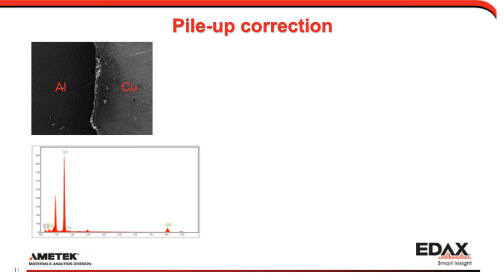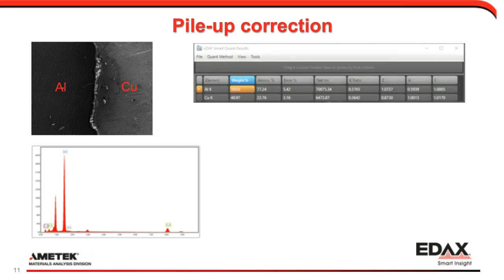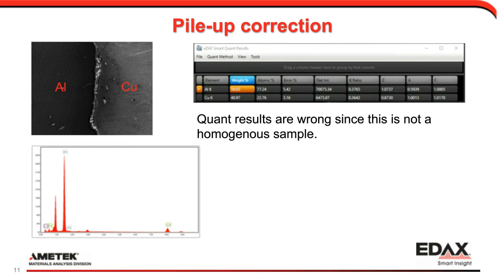So here I show an aluminum copper sample, aluminum on the left-hand side, copper on the right-hand side. If we click quant on this, I highlighted the aluminum here, it will happily calculate 59 weight% aluminum in this sample. This is wrong. This breaks one of the first requirements we have for our quant routine: the sample has to be homogeneous. This is not a homogeneous sample, so the results are wrong.